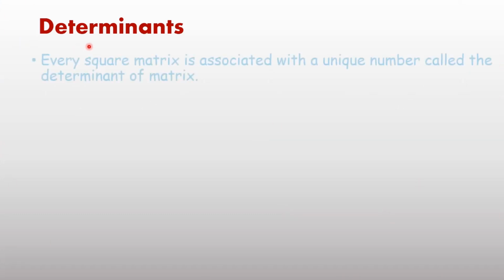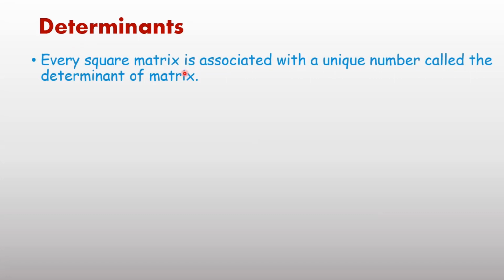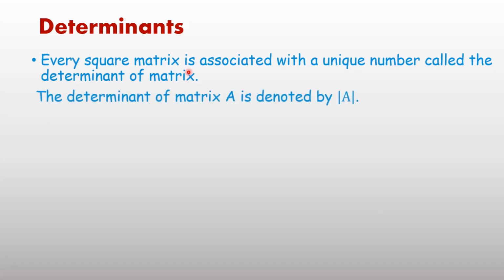First, determinant. Every square matrix is associated with a unique number that is known as the determinant of the matrix, and it is denoted by determinant of A. It will be read as determinant of A, not as mod of A. It will be written like mod of A, but it will be read as determinant of A.